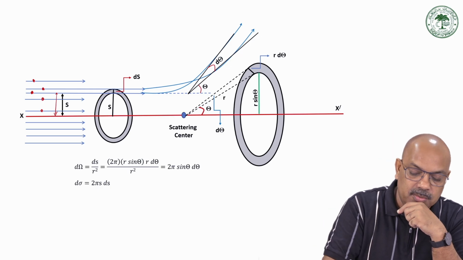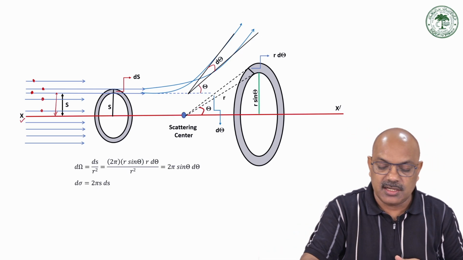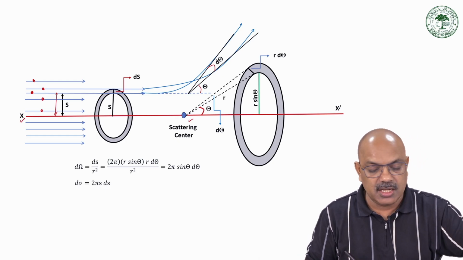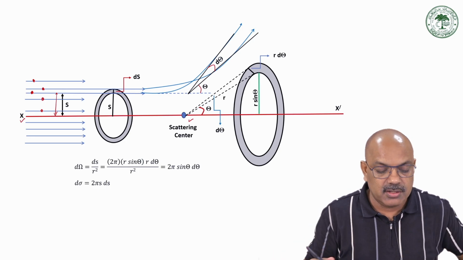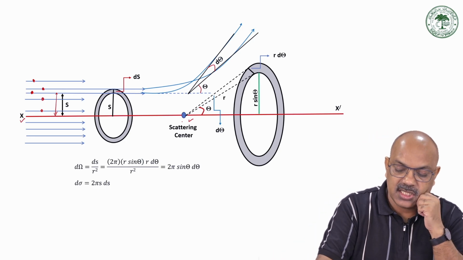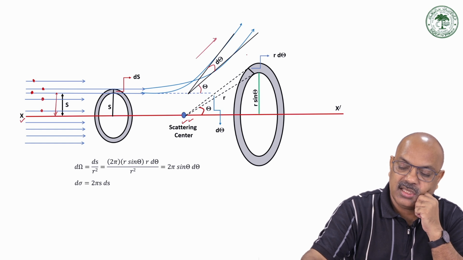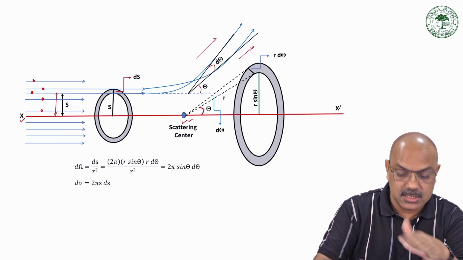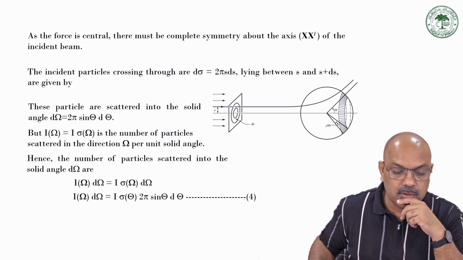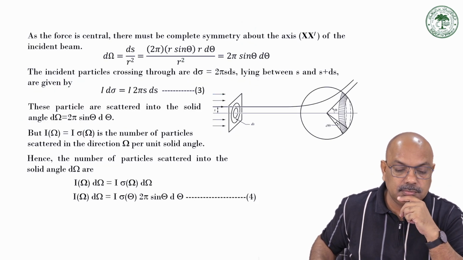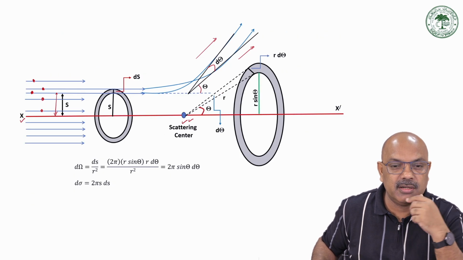This is the distance from the line which is passing through the scattering center. This is my scattering center, and the particles come towards the scattering center and get scattered. The particle comes, and this is my scattering center, and it will be scattered in these directions. So what else remains? The scattering angle is there, and the impact parameter we discussed.